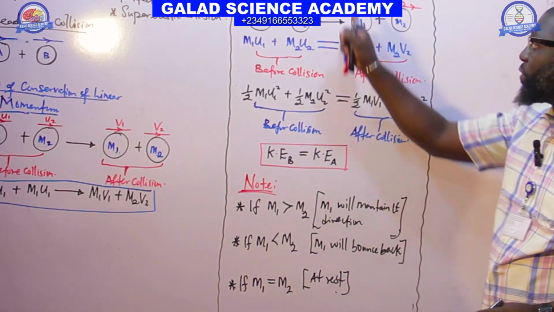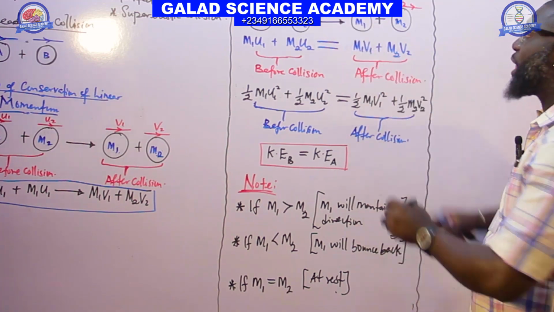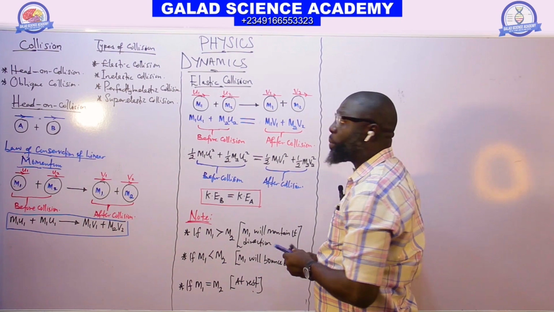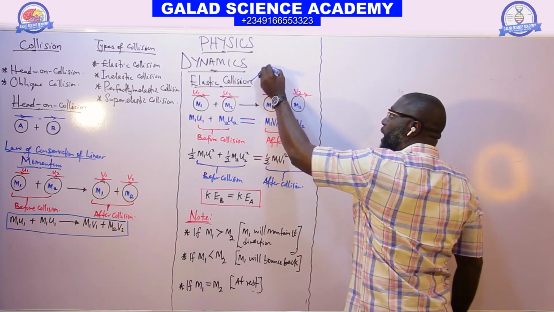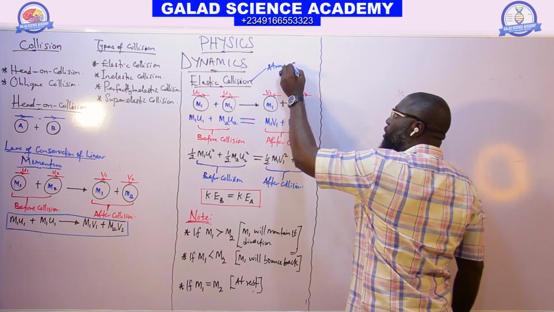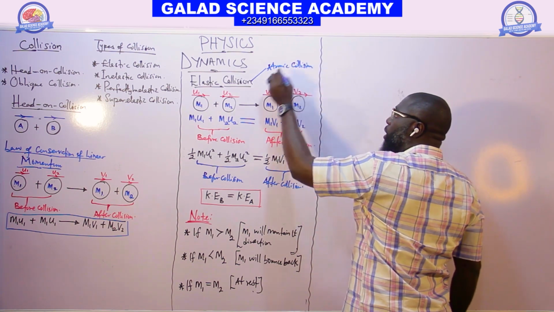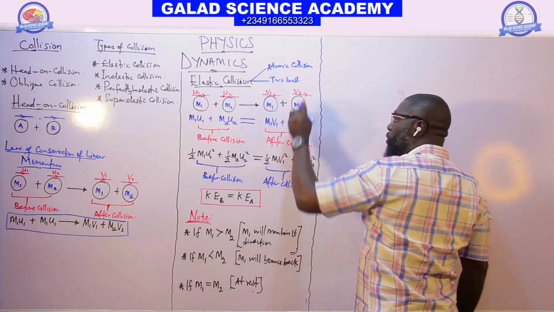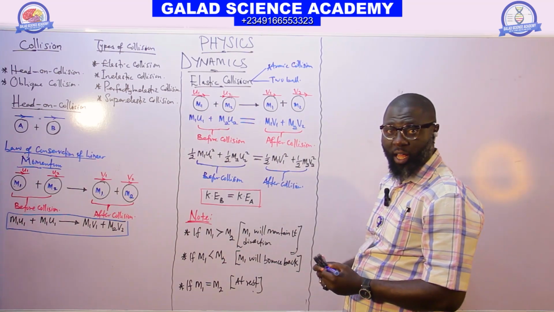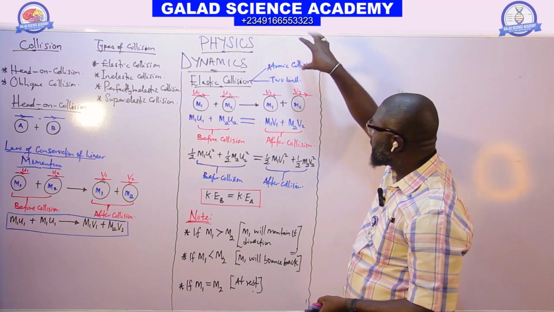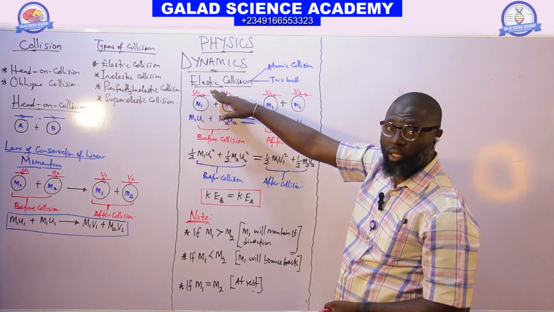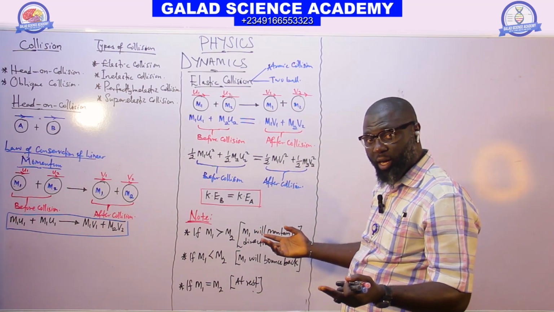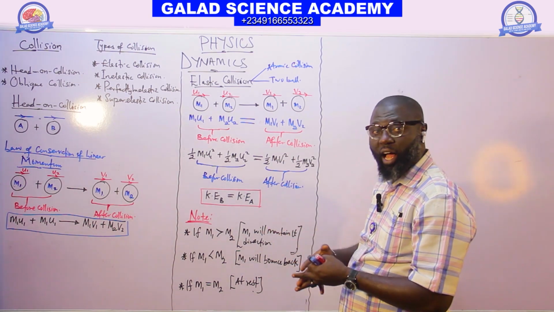Examples of elastic collision. We have atomic collision, collision between two or more gas atoms. And then we have collision between two or more balls. So when two balls collide together in the field, it is a good example of elastic collision. When two balls collide together, they will bounce back, so they will not stick together afterwards.